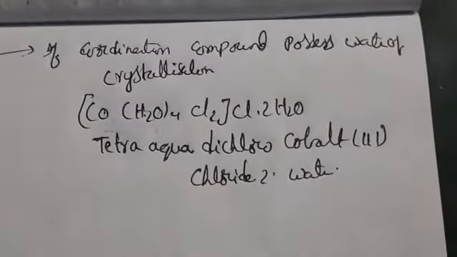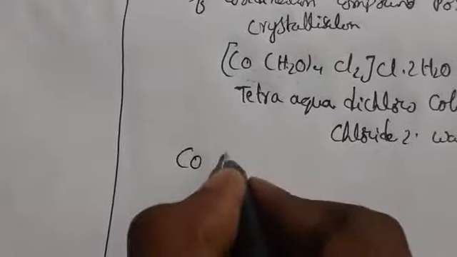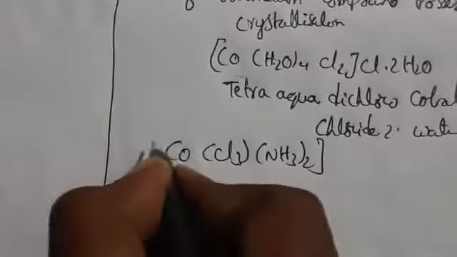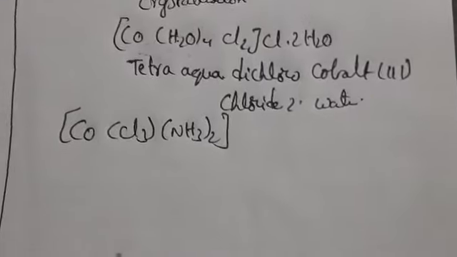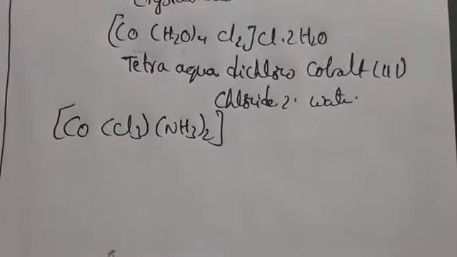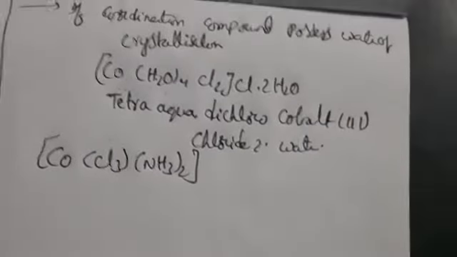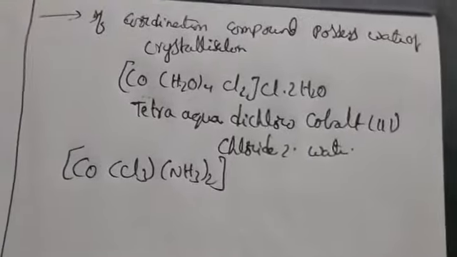So now let us see some of the examples of IUPAC names, how we have to write their names. Okay, so for example, I have been taken Co Cl3 NH3 twice. Okay, so we don't know whether it is a neutral molecule or whether it is a cation or whether it is an anion. So how we will be writing?